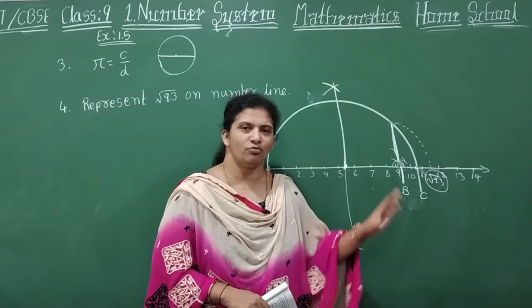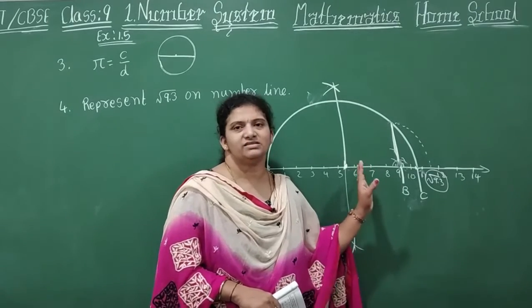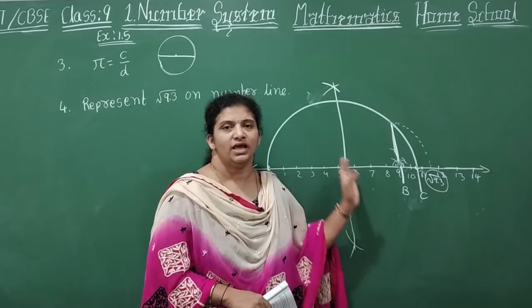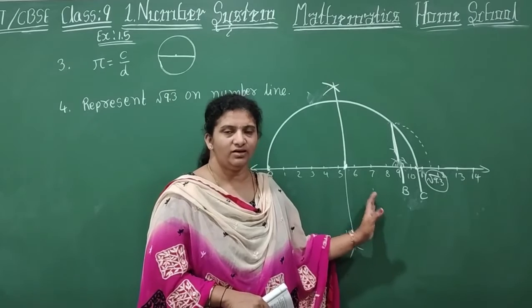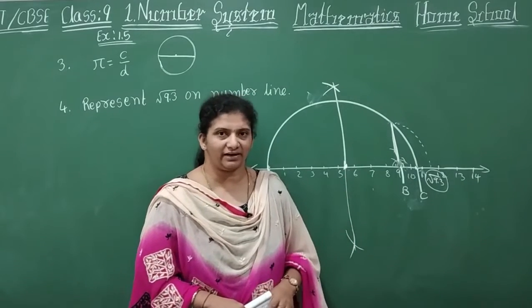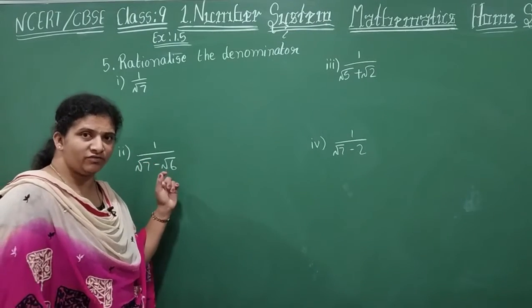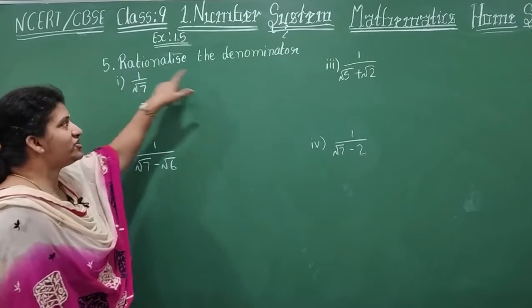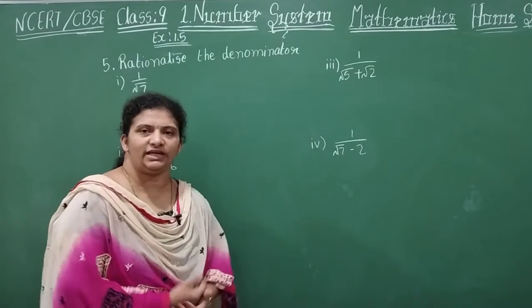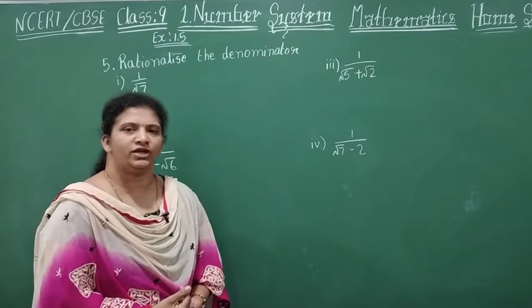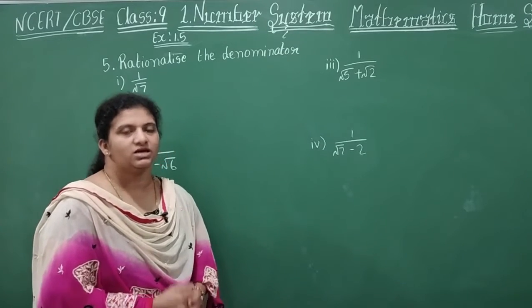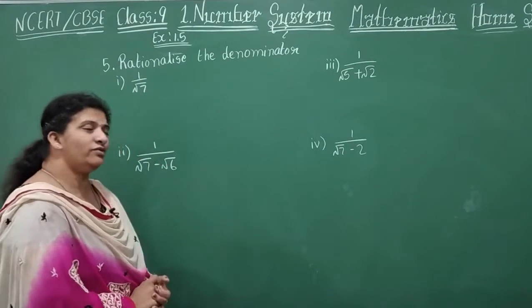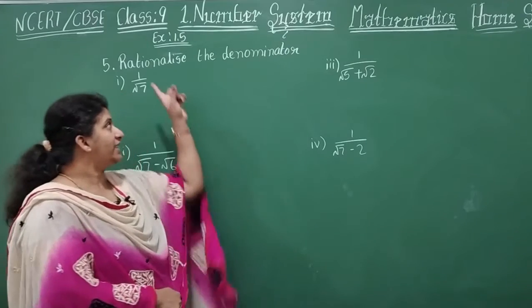Okay, children, I hope you have followed. Do this in your rough notes carefully, right? One or two times you can practice. So look here, the last question of this exercise. Rationalize the denominator. This is the basic we did not discuss in our last class. So observe here, children, what we need to do.